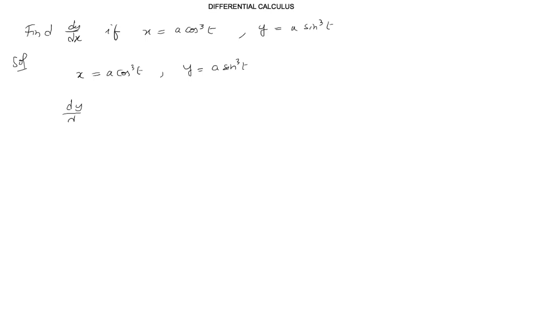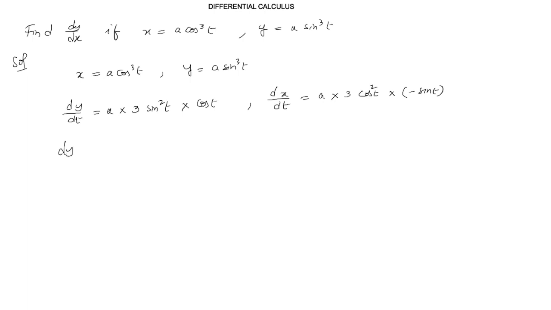Okay, now let us find what is dy by dt. Okay, so which is a multiplied 3 sin square t, right, and differential of sine becomes cos t, right, and dx by dt, this would be a multiplied 3 cos square t multiplied cos is minus sin t.